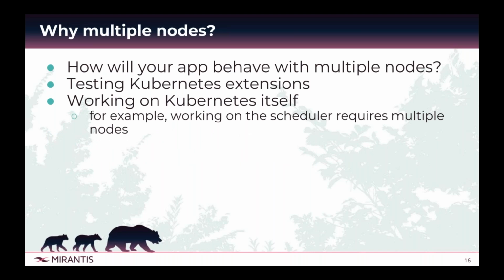So why you may need multiple nodes? First of all, if you're an application developer, in some cases you may want to see how your application behaves with multiple nodes. In some cases, you may need to use host networking for some of the pods, and you may want to make sure that it will work just as well across multiple nodes as it works on a single node that, for instance, Minikube can give you. Another point is testing Kubernetes extensions.